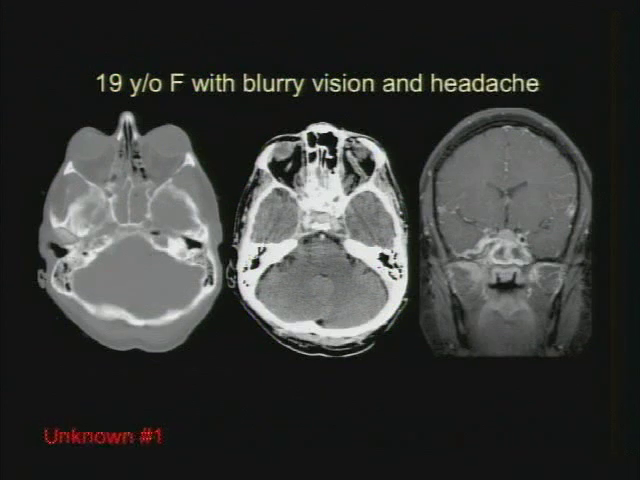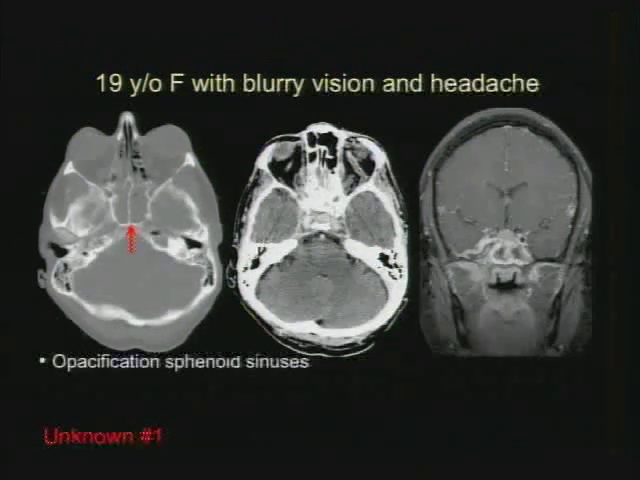So the first pattern we're going to discuss is the extraaxial pattern. So here's our 19-year-old that comes in with headache and blurry vision. And you can see on the bone window that the patient has opacification of the sphenoid sinuses. So a sphenoid sinusitis, but she also has blurry vision. So that's your clue that you need to look outside the sinuses. You need to look at your cavernous sinuses. And when you look at the cavernous sinuses, you see that they're bowed, expanded with filling defects. And this is cavernous sinus thrombosis.